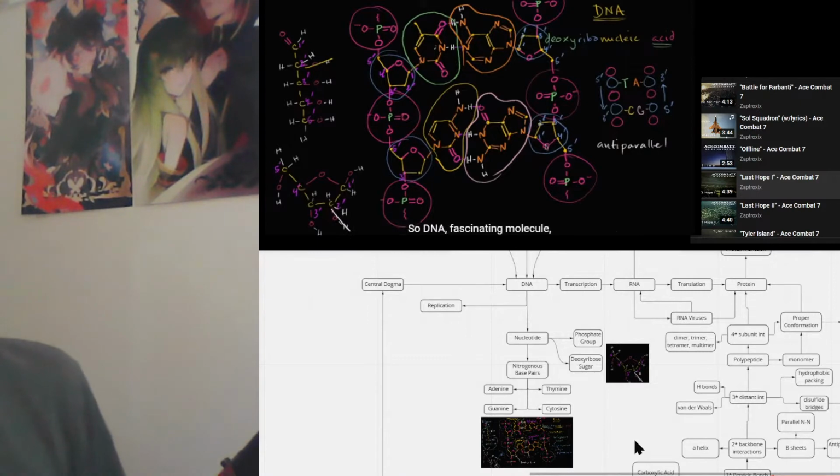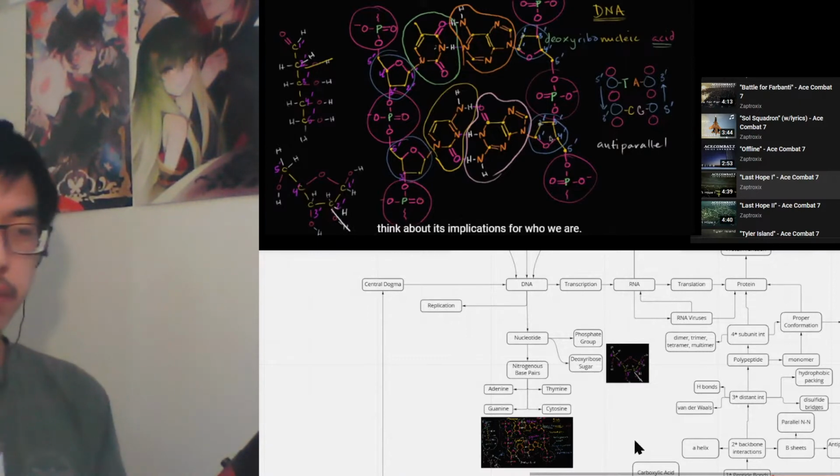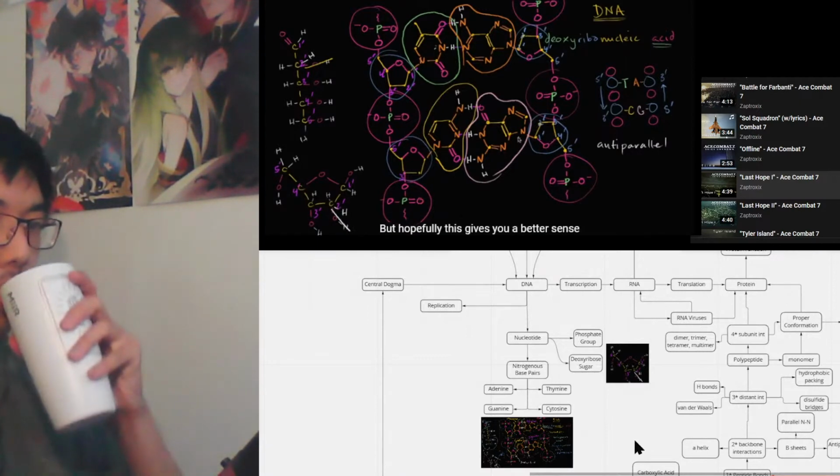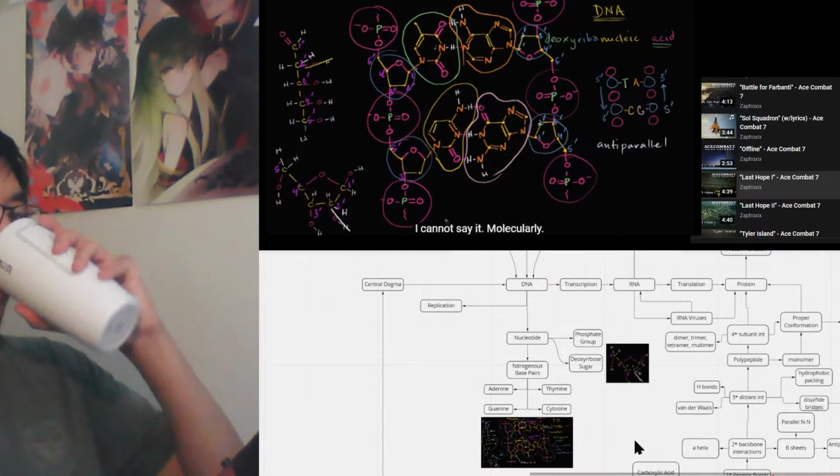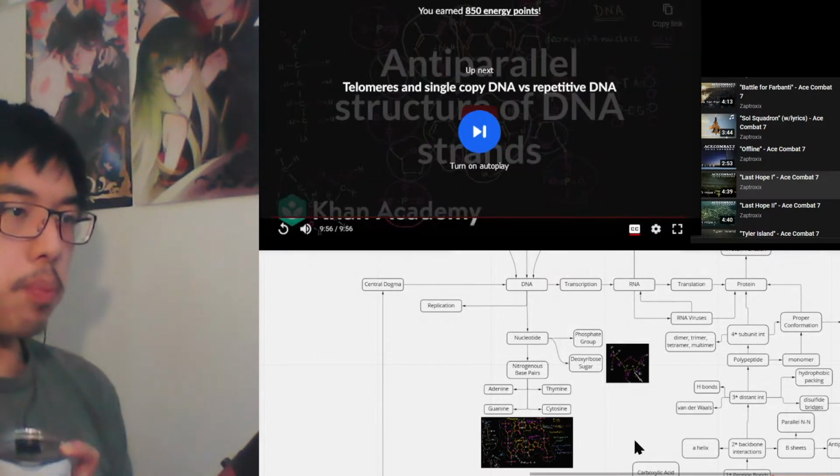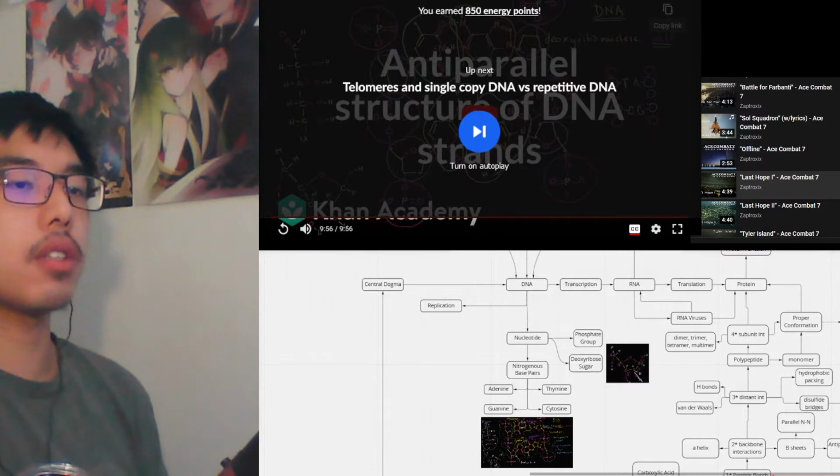So DNA, fascinating molecule. We could speak for days about it. It's actually mind blowing when you think about its implications for who we are. But hopefully this gives you a better sense of what it is molecularly. I cannot say it. Molecularly.